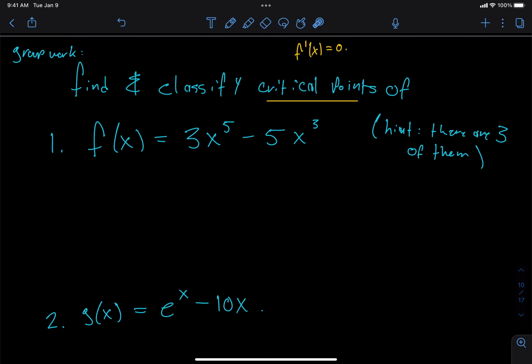Alright, so we found the derivative, that's done, right? And for a critical point, what does that mean? That means that the derivative is 0, right? So this is the derivative, we want to know when it's 0. So set it equal to 0. And then, to solve an equation like this?